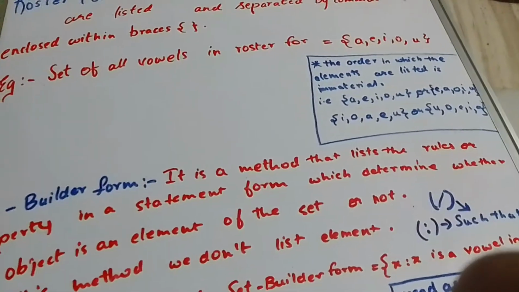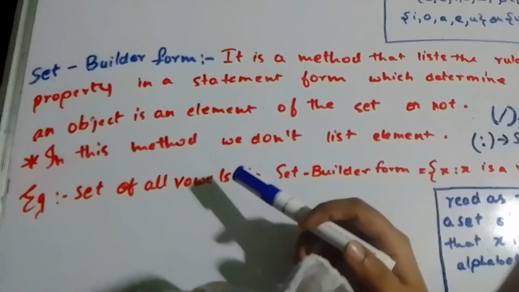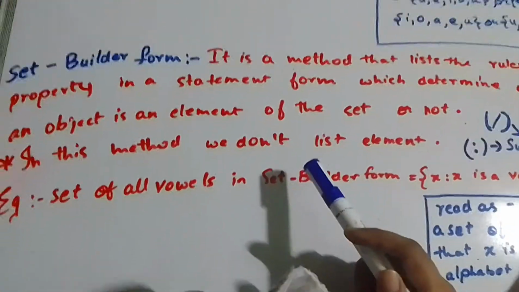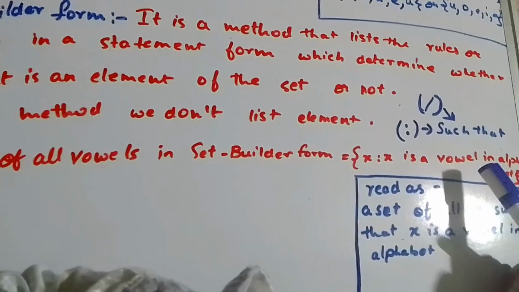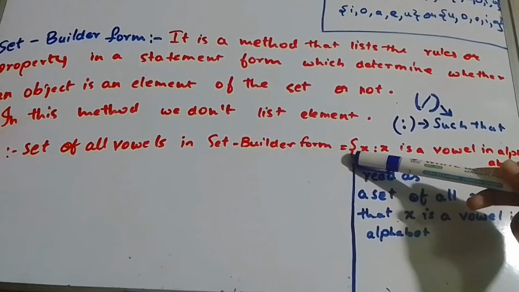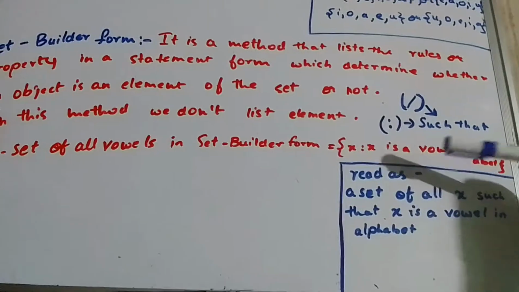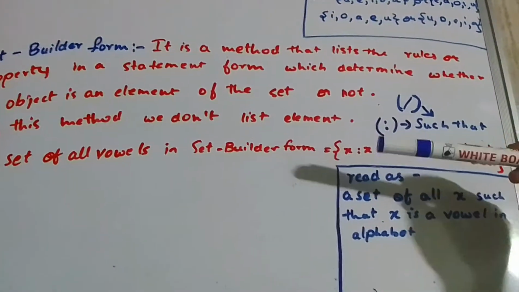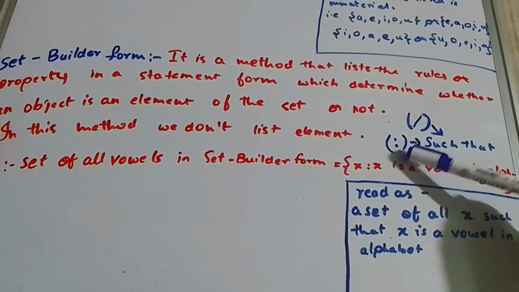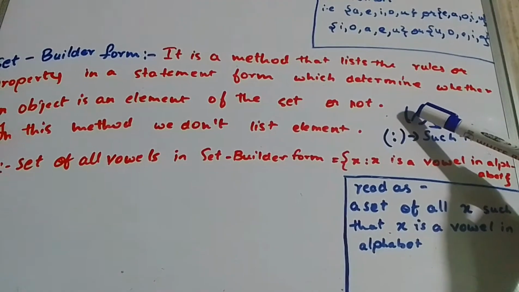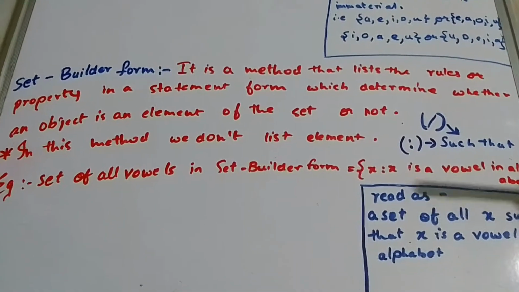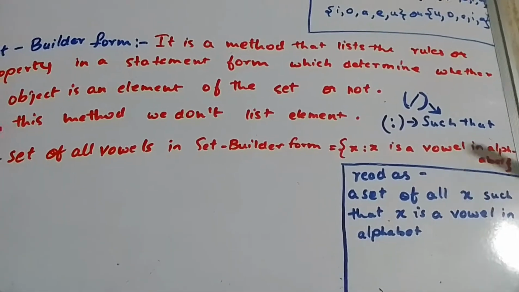So how do we write it in set builder form? Here is an example: a set of all vowels in set builder form. We read this as the set of all x such that x is a vowel in the alphabet. What is this colon? We say this colon as "such that". A few people write a vertical line instead, which we also read as "such that". So, a set of all x such that x is a vowel in the alphabet.